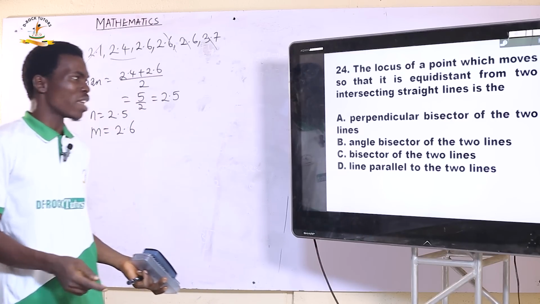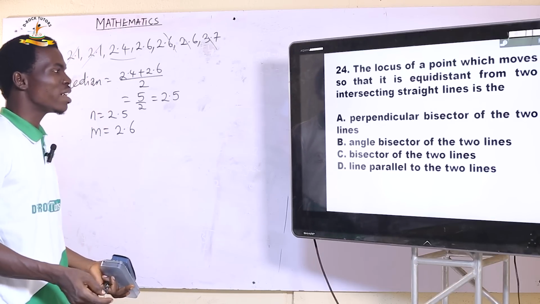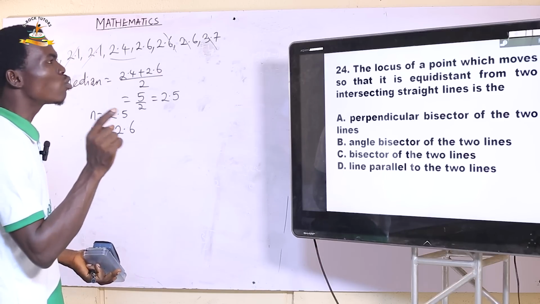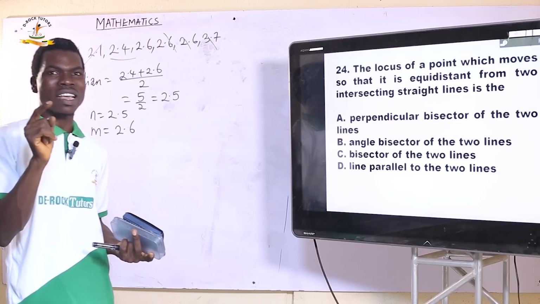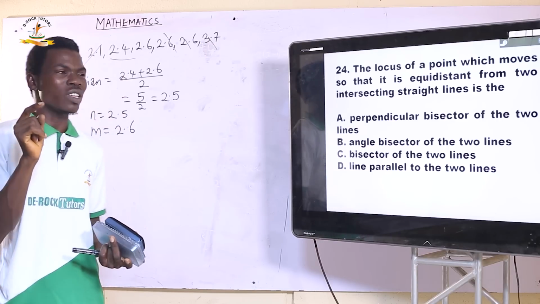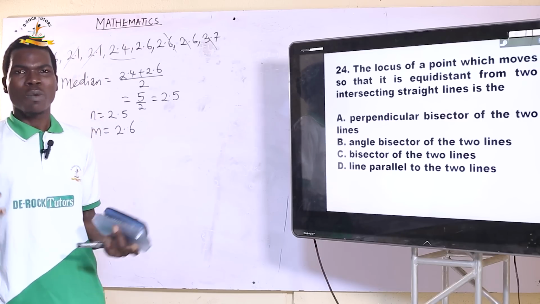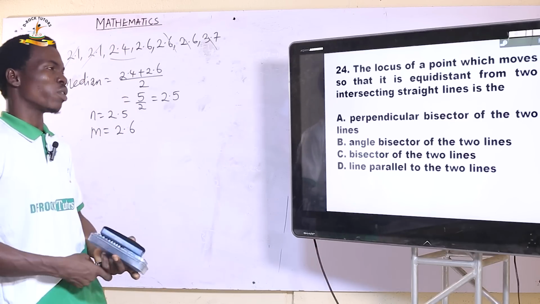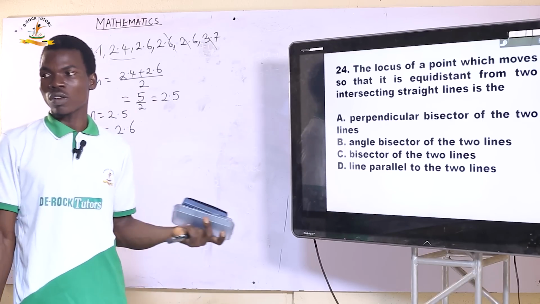Is it the angle bisector of the 2 lines? Is it the bisector of the 2 lines? Is it a line parallel to the 2 lines? Because these 2 straight lines are intersecting, the only option is the perpendicular bisector of the 2 lines. Wherever they meet will be the locus we're talking about. So the correct option here is option A. We go to the next question, question 25.